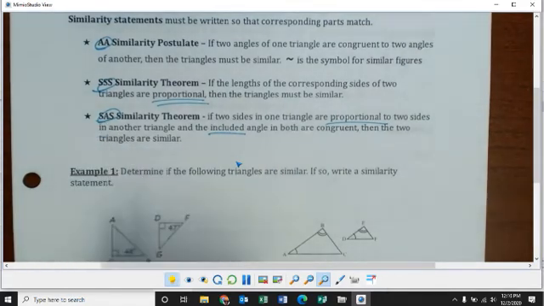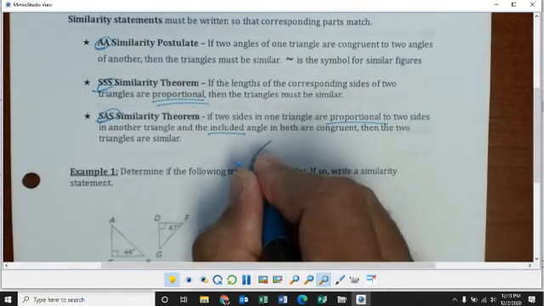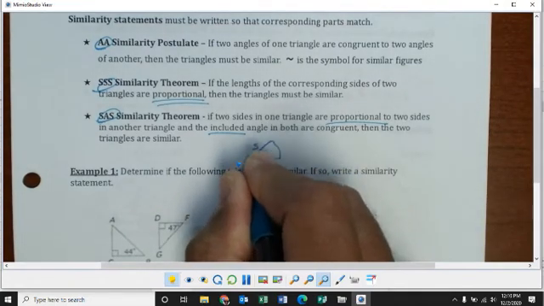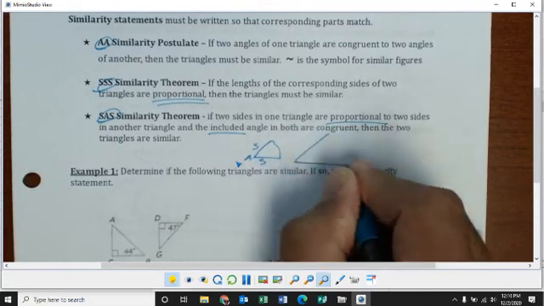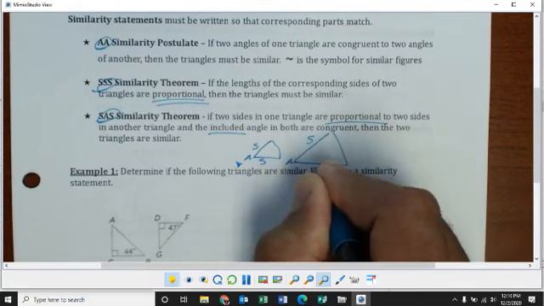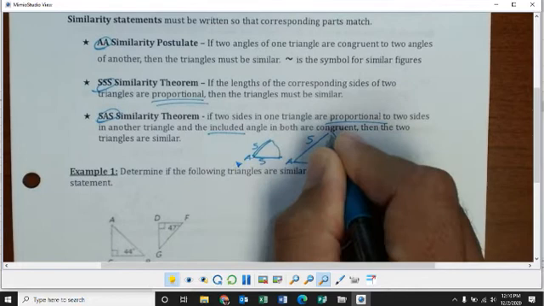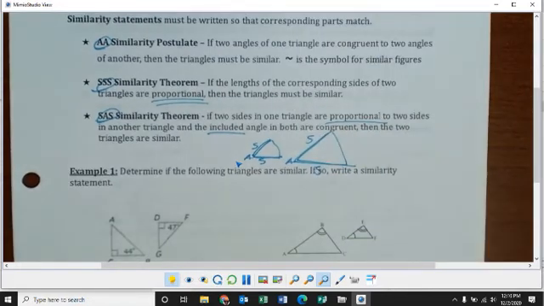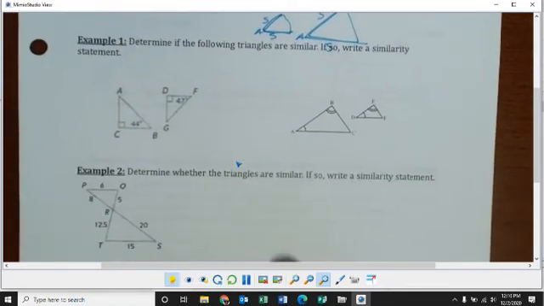So again, side-angle-side is like I'm a little ant moving around the triangle. I can do side, angle, side, and then for the other one I have to do side, angle, side. I have to follow it around in order. Okay? Let's look at some examples.